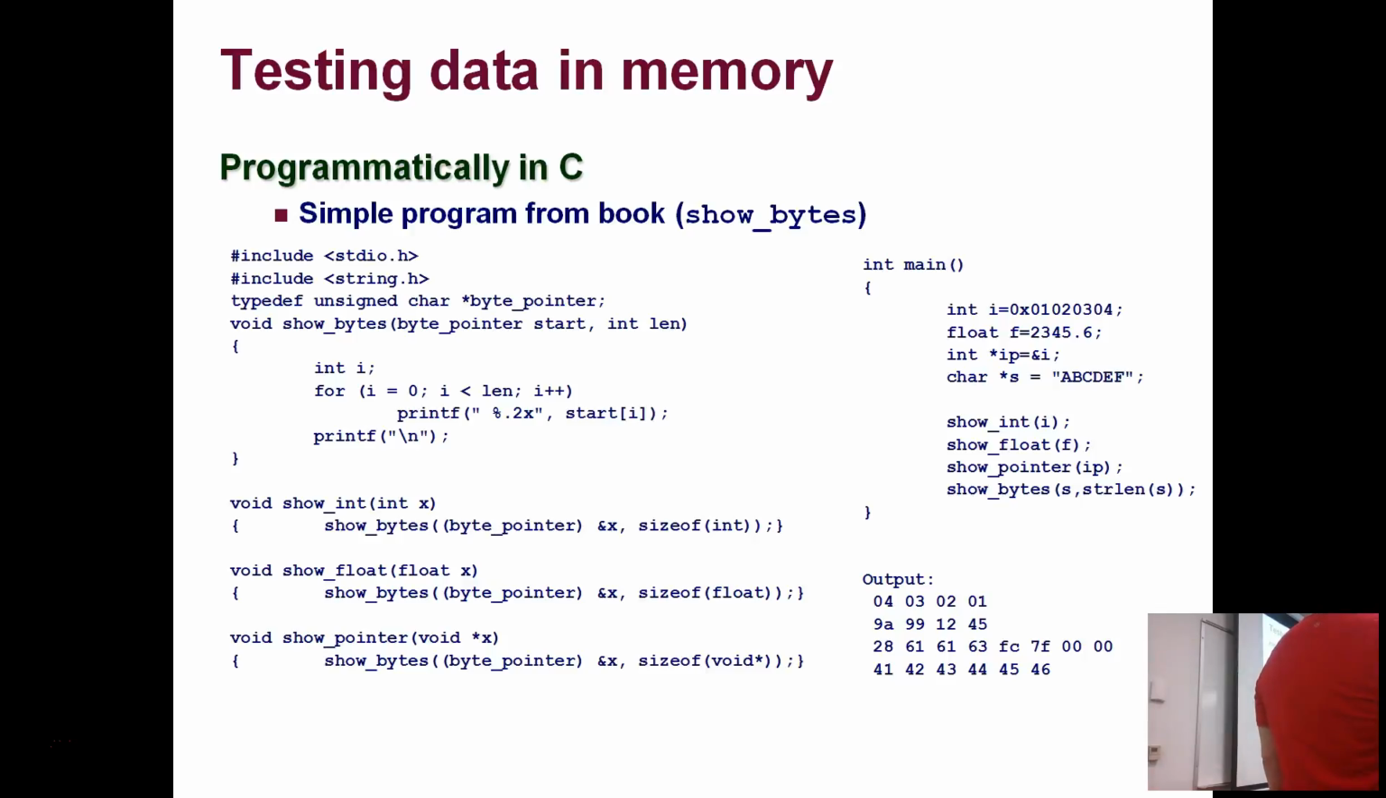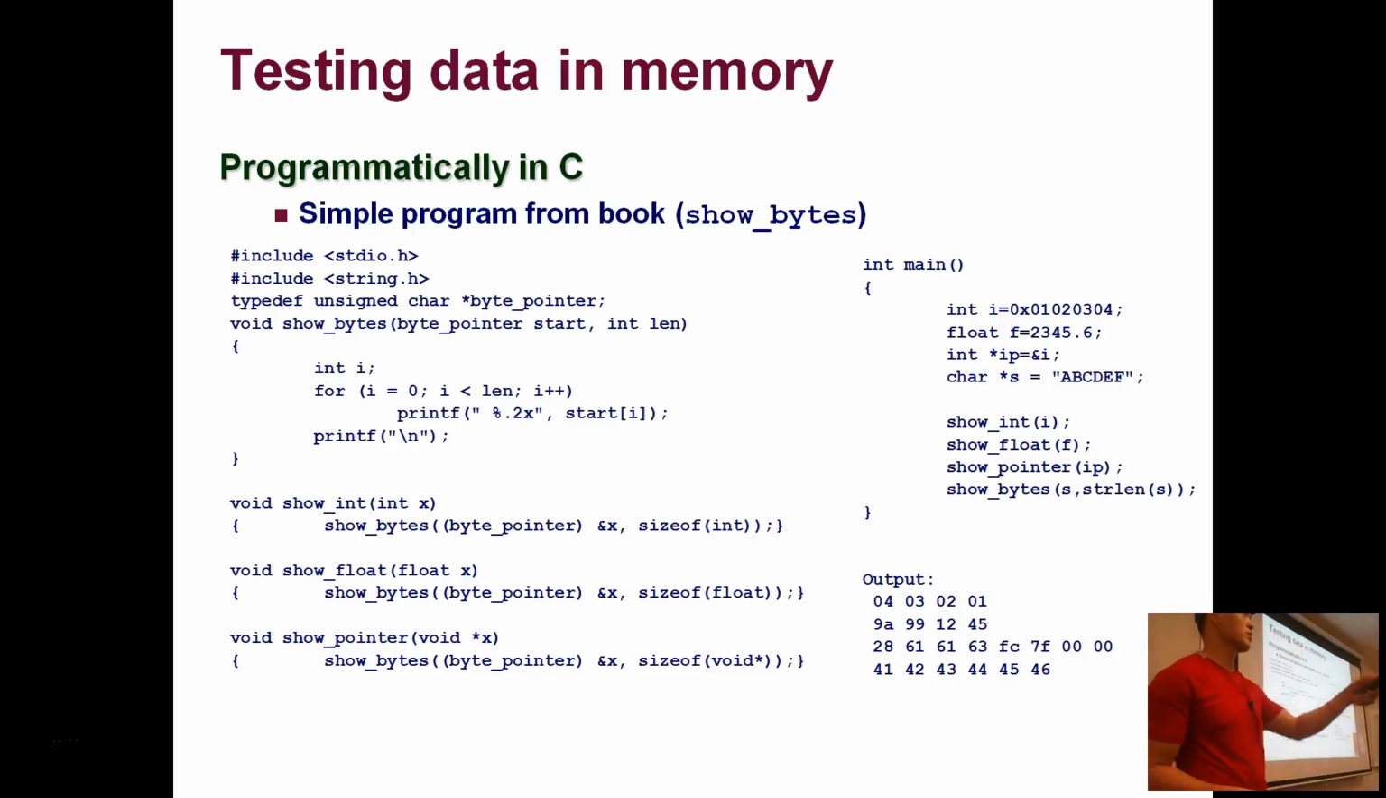And then you can see for show int, you see the little endian, 04, 03, 02, 01. For the float, you see 9A, 99, 12, 45. This is the IEEE floating point format, which we'll get to in the second half of this class. And then here's your pointer IP. It's 7FFC63616128. That's the address. And then you see show bytes directly at this address gives you A, B, C, D, E, F. Okay. So yeah, you can use that program to poke around.